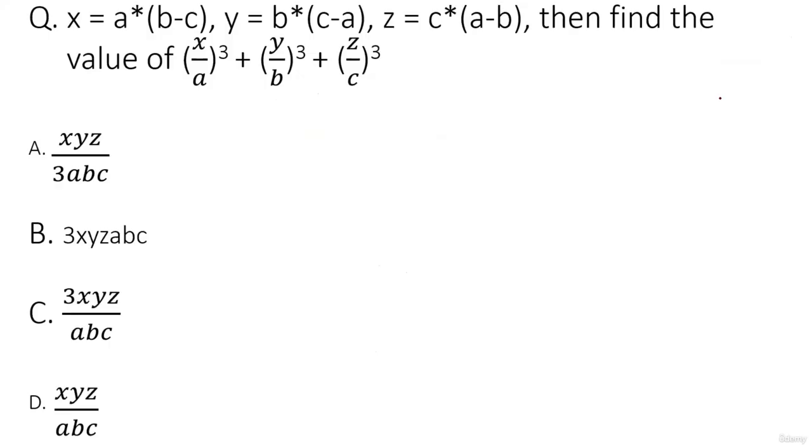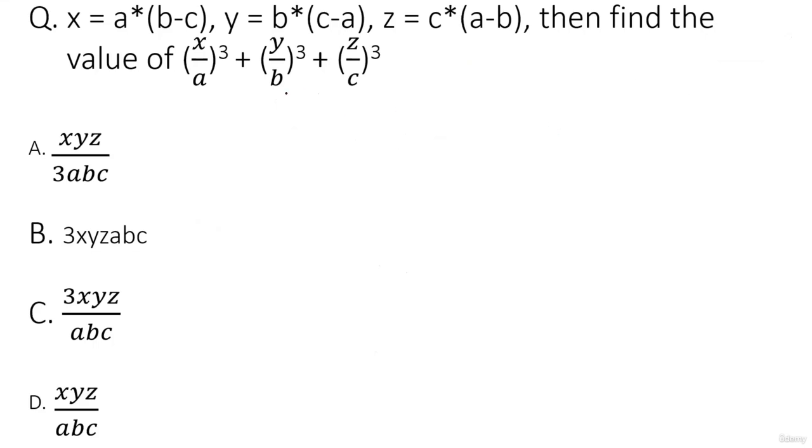x is equal to a into (b minus c), y is equal to b into (c minus a), and z is equal to c into (a minus b). Then find the value of (x upon a) whole cube plus (y upon b) whole cube plus (z upon c) whole cube. Again, you can just pause the video and try it out. Anyway, we are going to discuss.